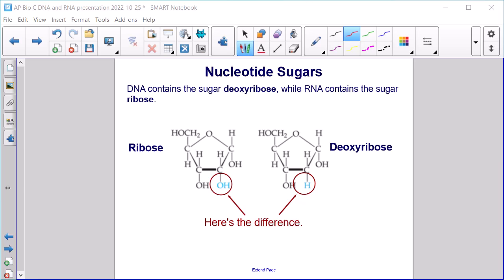Nucleotide sugars. DNA contains the sugar deoxyribose, while RNA contains the sugar ribose. You can see them side by side here. Here's the difference. On this carbon, ribose has an oxygen, and deoxyribose does not.